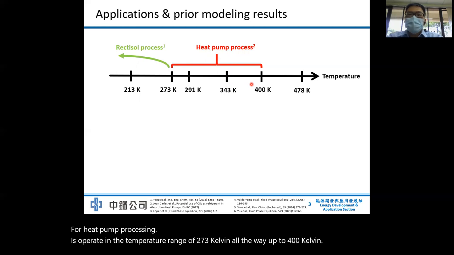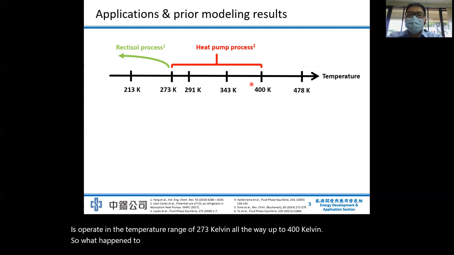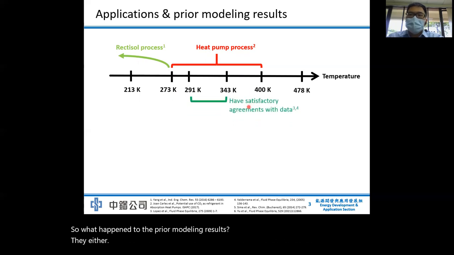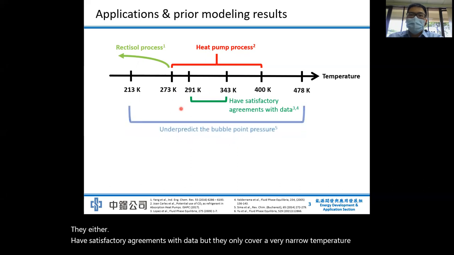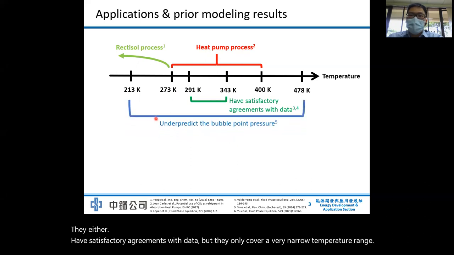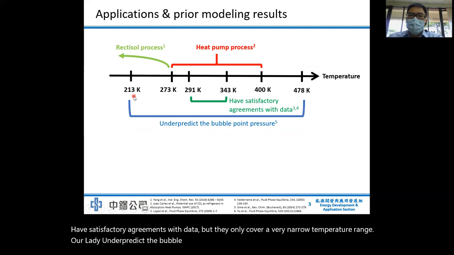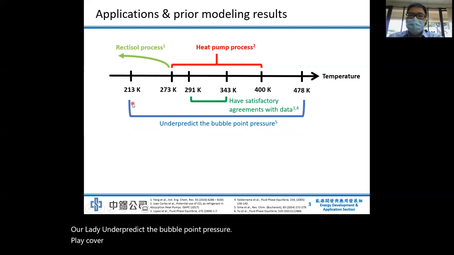So what happened to the prior model results? They either have satisfactory agreement with data, but they only cover a very narrow temperature range, or they underpredict the bubble point pressure, but they cover a very wide temperature range.